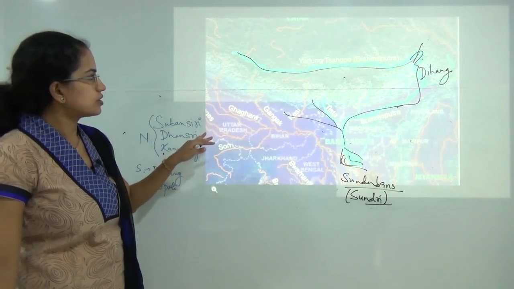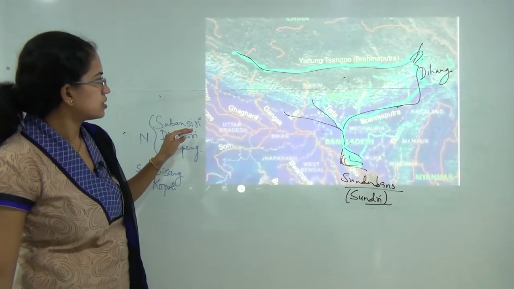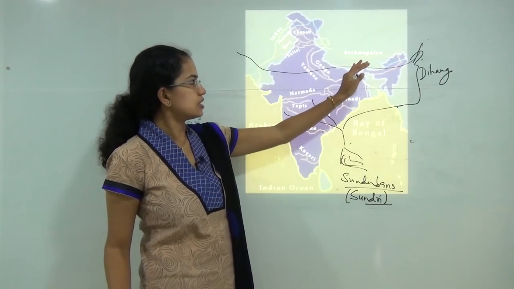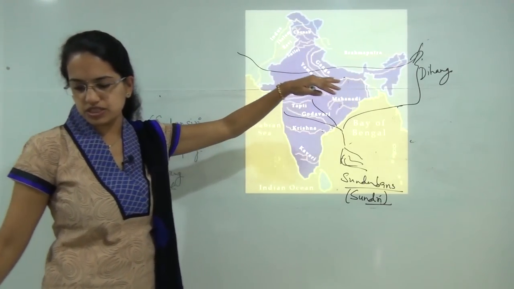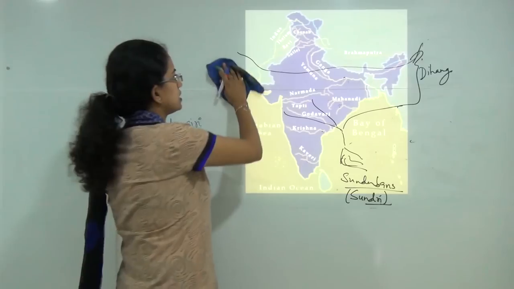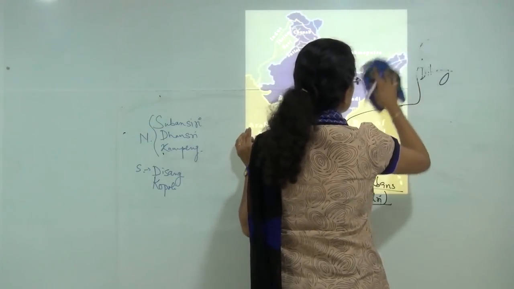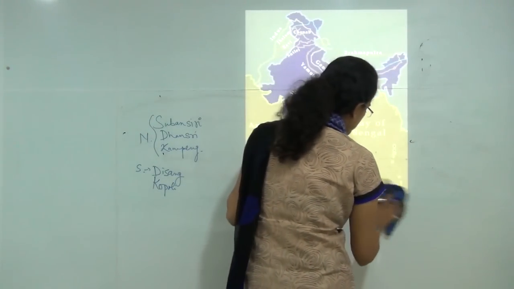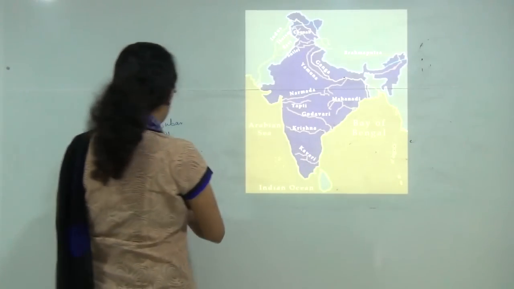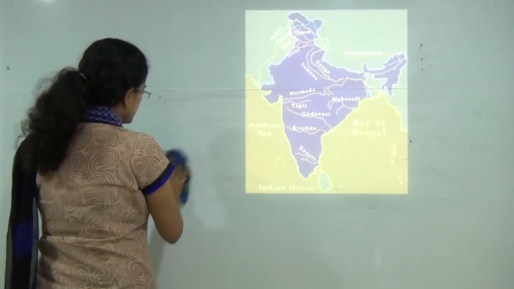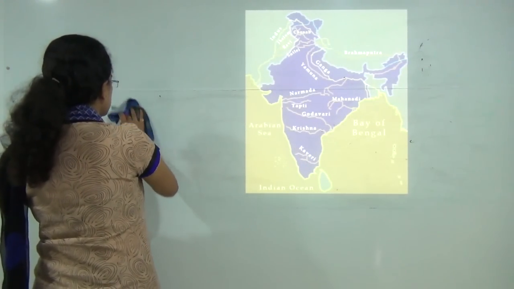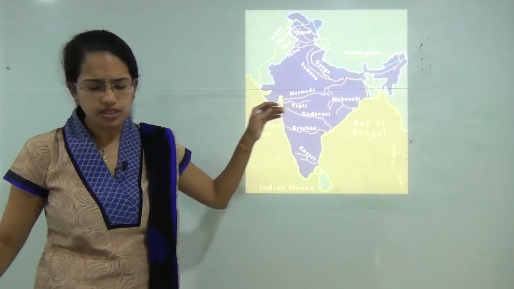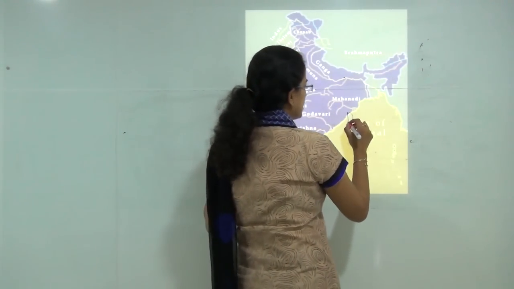Now moving on to the next, as we discussed the northern Himalayan rivers, now we'll move on to the southern rivers or the peninsular rivers. Under the peninsular, as we said, we would be classifying them into east flowing rivers and west flowing rivers. So let's first talk about the east flowing rivers. Under the east flowing rivers, the first river is the Mahanadi. Mahanadi originates at Dandakaranya.